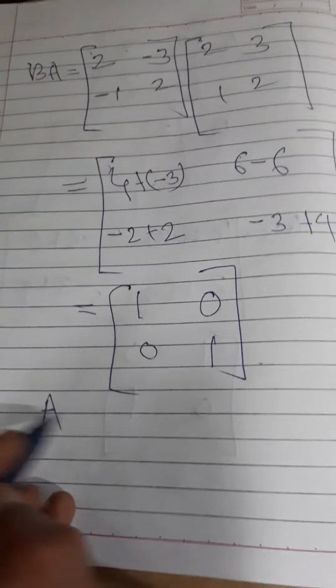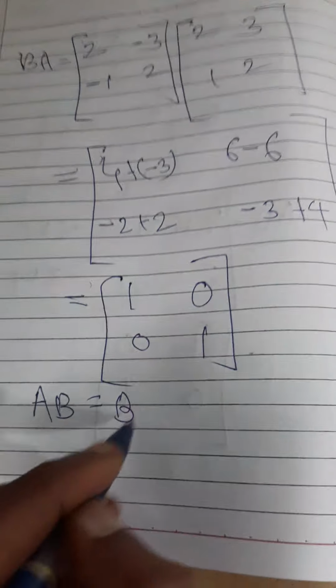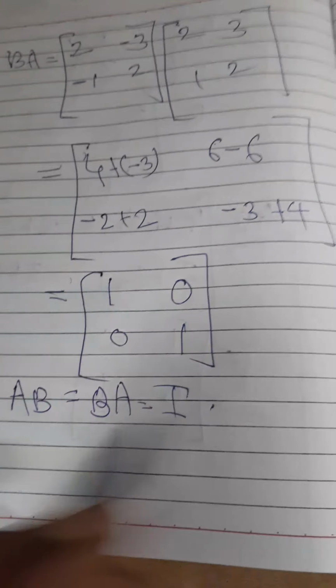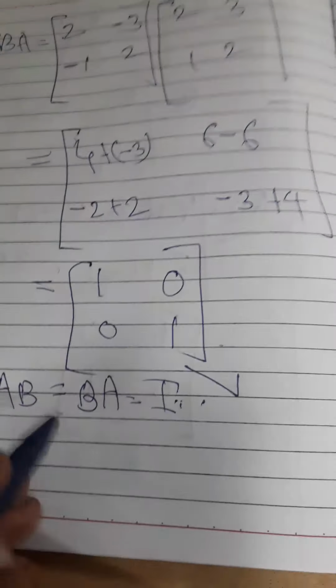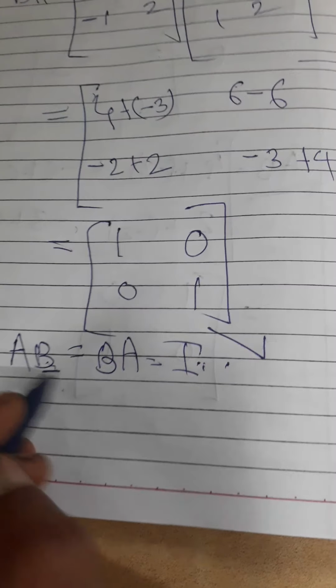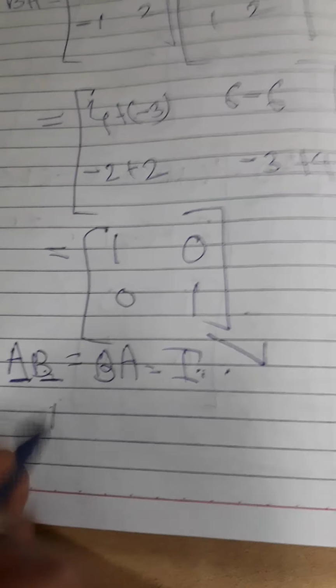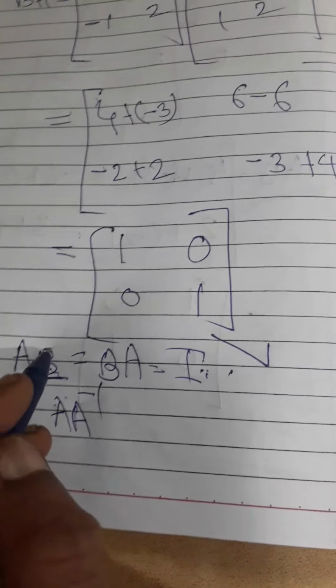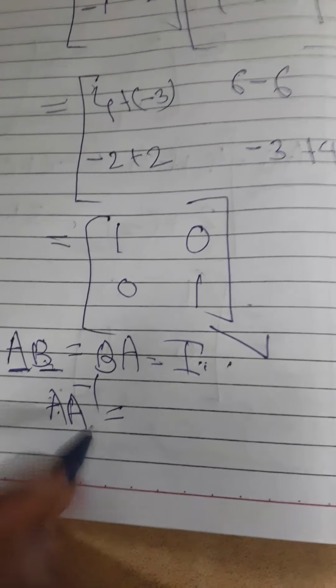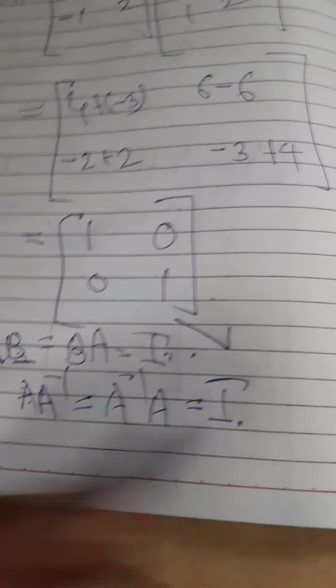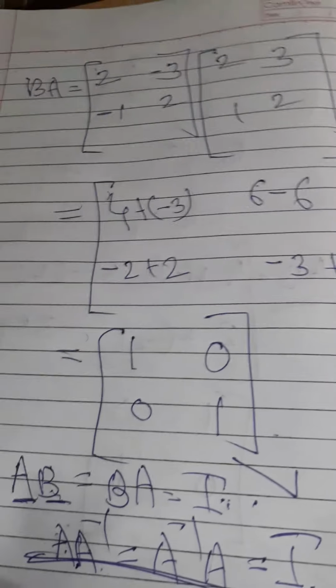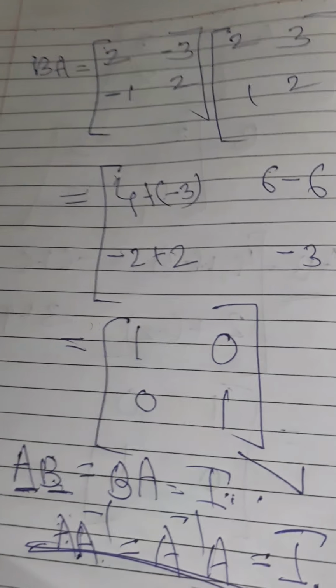So from the previous two multiplications, what we have seen is A into B is equal to B into A is equal to I, that is the unit matrix of order 2. So B is said to be the inverse of the matrix A. In place of B, if I write A inverse, then A into A inverse is equal to A inverse into A is equal to I. So this is what the inverse is. Then how to find the inverse of a square matrix, that I shall explain in the next class. Thank you.